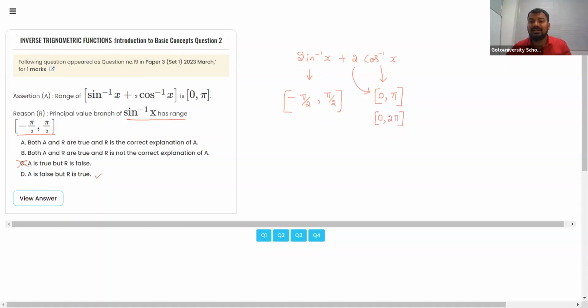The range will be increasing. Now if you add this to this, so minus pi by 2 to plus pi by 2, and if you have 0 to 2 pi, can I say the overall range will be minus pi by 2? That's the minimum limit from sine inverse x, and the maximum is going to be 2 pi. So this is going to be the overall range, which should be the answer for the assertion, but they have said it is 0 to pi, which is wrong. I can say the assertion is false, but R is true. So we are going to get the answer as option D.